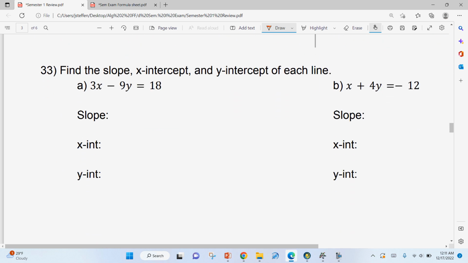Number 33: find the slope, x-intercept, and y-intercept for each line. For the slope, you're going to use the negative a over b. So for this one, it's negative 3 over negative 9, which is positive 1/3. So the slope for this one is positive 1/3.